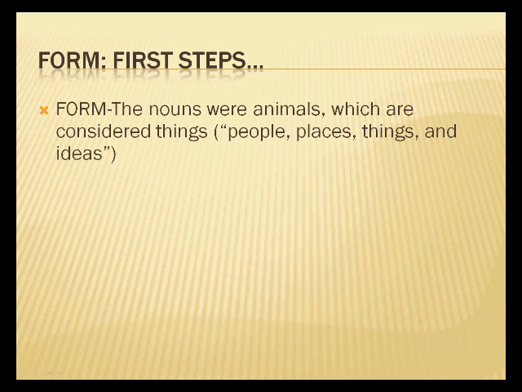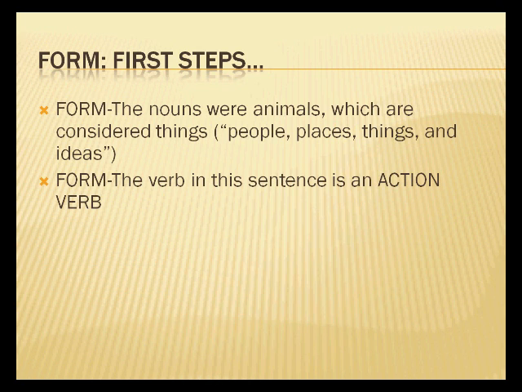So let's look at the first steps of the idea of form. For example, the nouns in this sentence were animals, which would belong to the things part of our list of people, places, things, and ideas. The verb in this sentence would be classified as an action verb. The verb jumped.